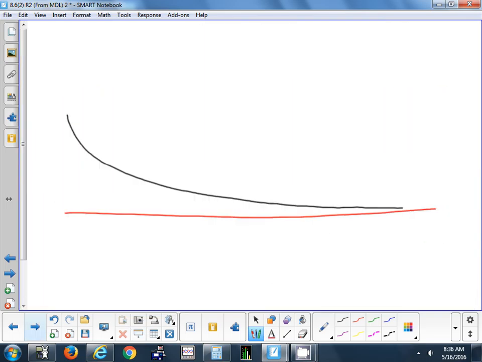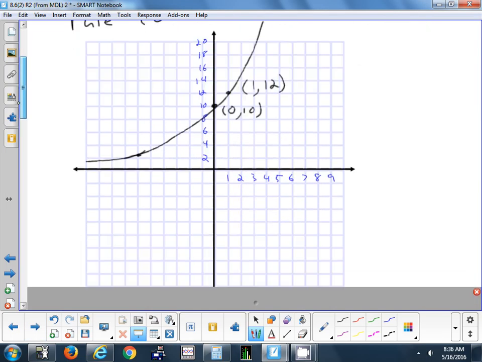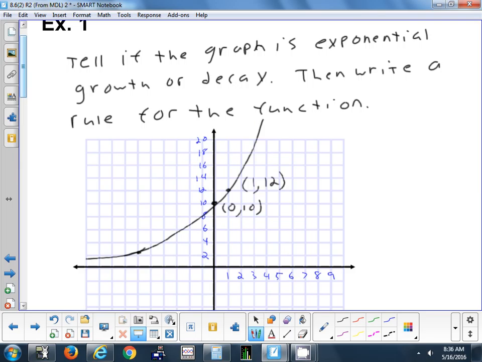Right, so let's try an example. This one they just want us to look at the graph and figure out if we have growth or decay. There are some steps on that below too. All right, looking at that graph, is that growth or is that decay? Look at that picture. Jalen? Decay? How come?